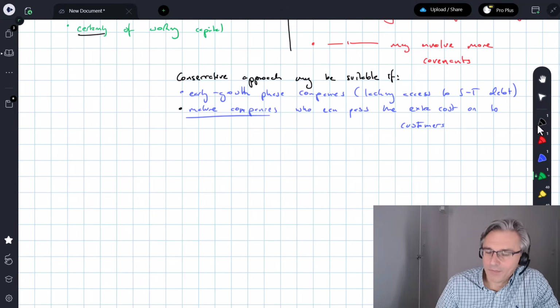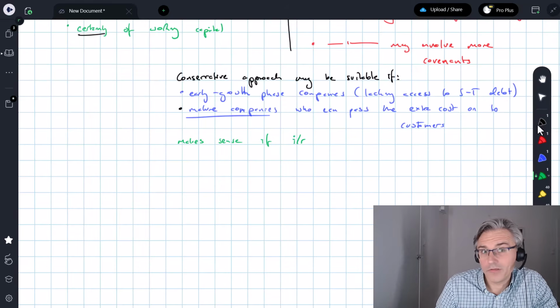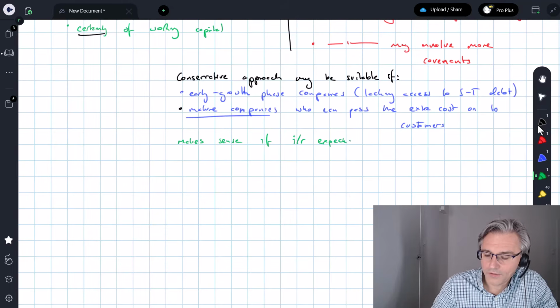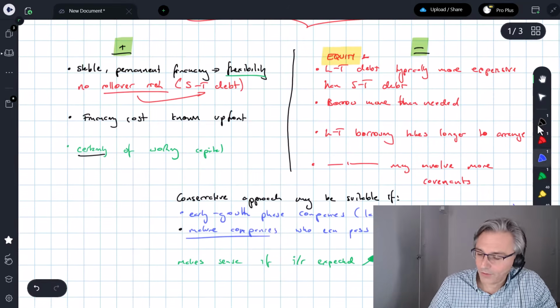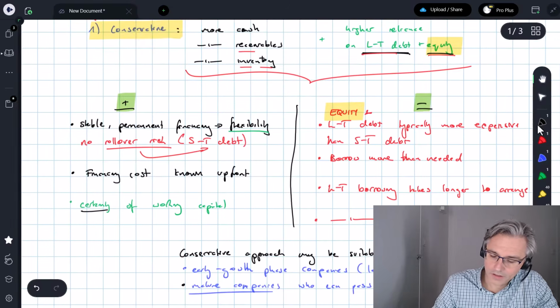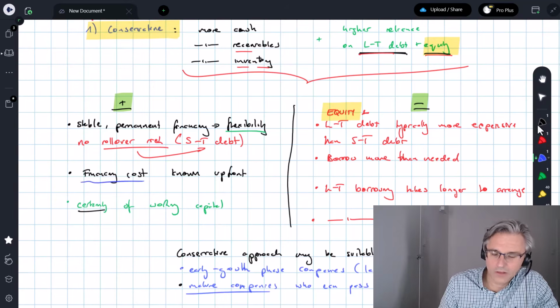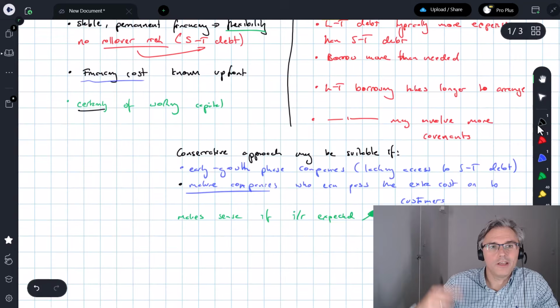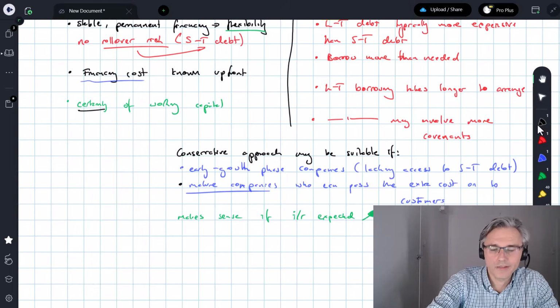And it also absolutely makes sense if we think that interest rates, IR is my typical abbreviation for interest rates, are expected to be going up, because if that's the case, why not fund your working capital using longer-term debt funding, take advantage of the fact that interest rates are right now lower, so you lock in some financing cost instead of having to roll over short-term debt, probably at a rising cost.